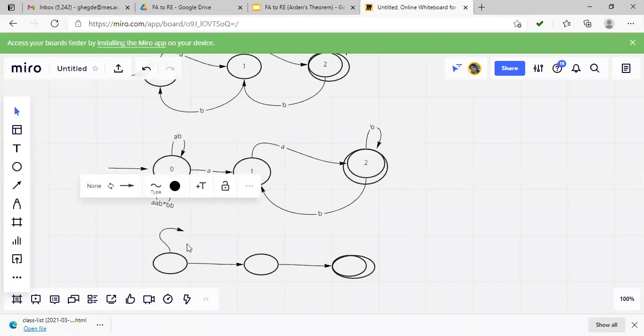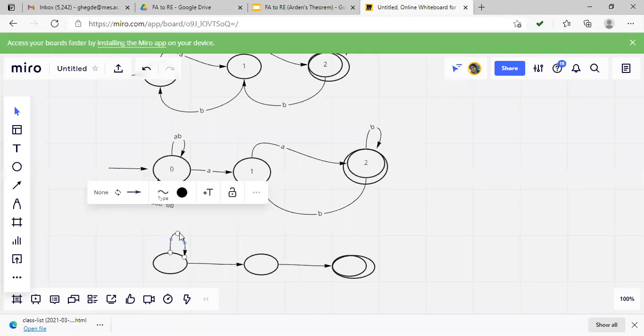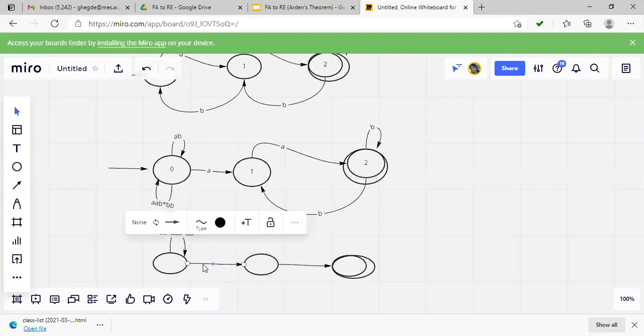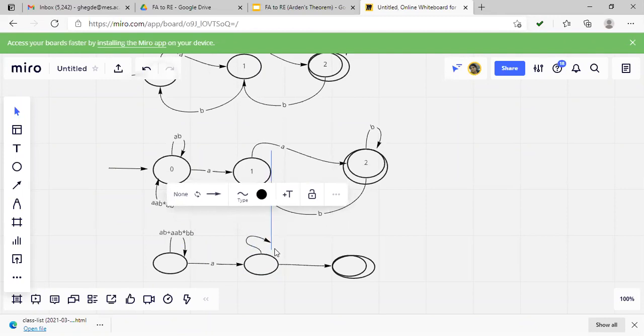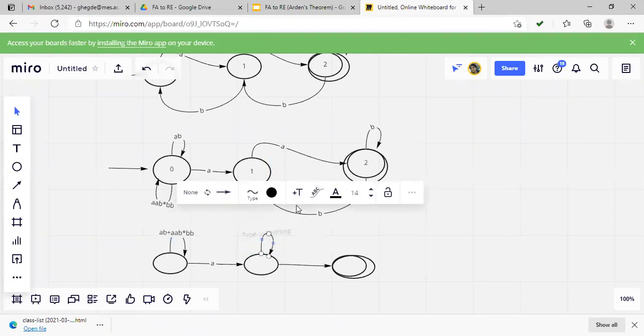It is A, B star, B. Very good. Everyone got this time right. To reduce the time, I'll add here A, B star, B, B. I'm not adding two loops there. So here I have A and I have to add one more transition to remove the loop. That is what you said, A, B star, B.